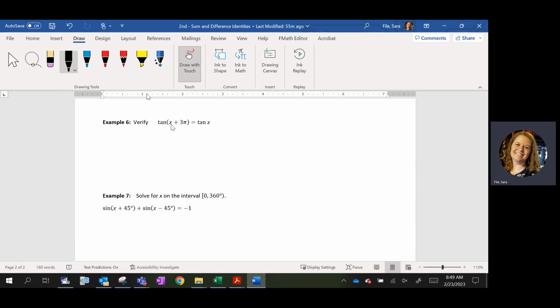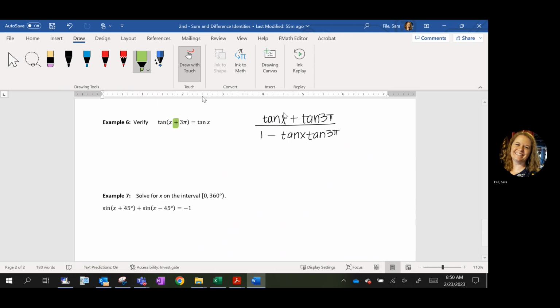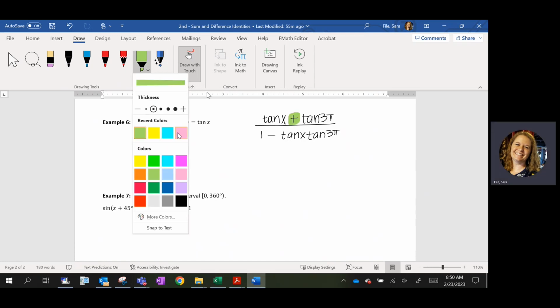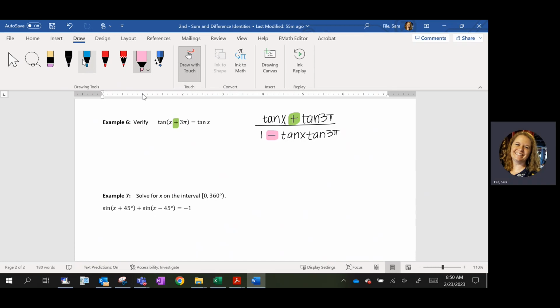So my two angles are x and 3 pi. So I'm going to do the sum on the top, because again, this is a sum right here. So tangent of x plus tangent of 3 pi over, and then it's 1, and then it's the opposite sign. So this is going to be minus. And then it's the product of tangent of x, tangent of 3 pi. So I kept the sign the same in the numerator and the opposite in the denominator.